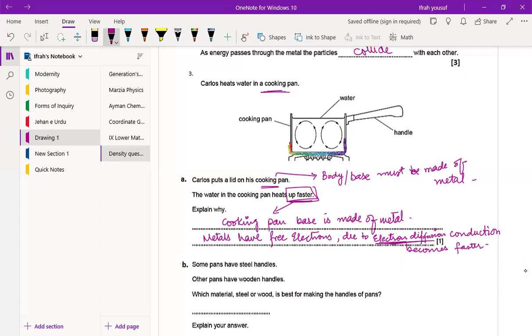Electron diffusion. Which process is involved? Electron diffusion. Why is the electron diffusion taking place? Because it is a metal. And metals have free electrons. Is this clear? Metals have free electrons. And electron diffusion takes place that makes the conduction faster. Is this clear now? I hope there is no confusion, right?